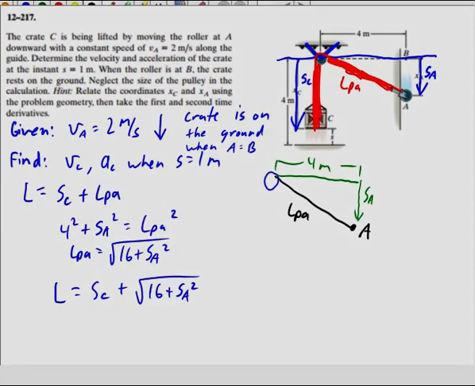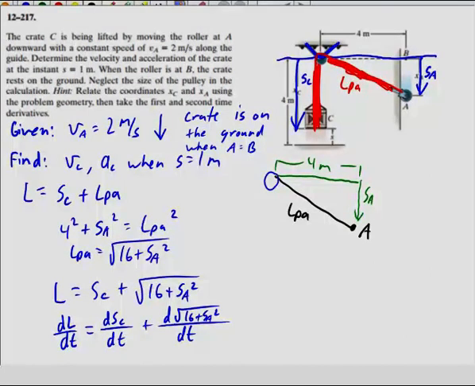Now that we have the equation for the length of the rope, we're going to go ahead and take the derivative of it. So taking the derivative with respect to time, the derivative of the length of the rope is going to be equal to, the first one is just the derivative of the position of the crate with respect to time, plus the derivative of square root of 16 plus SA squared with respect to time.